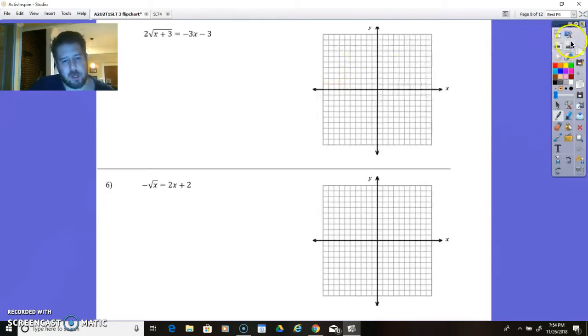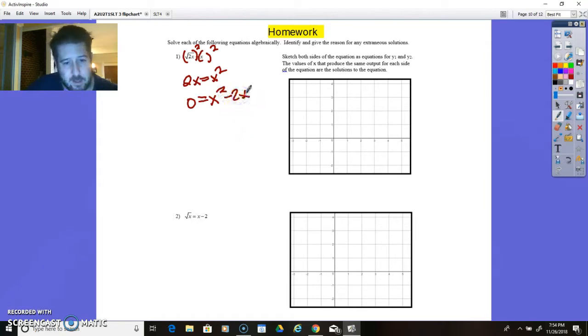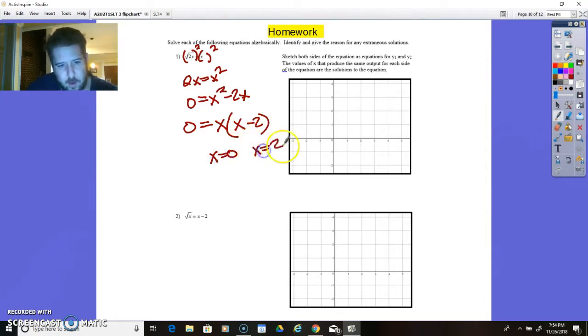All right, so these questions take a long time, so I'm going to have to skip through a lot of this and go straight to the homework. So square both sides. That gives you 2x equals x squared. Subtract 2x from both sides. Set it equal to 0. This is going to be a nice, easy question because this is factorable. So factor out x: x times x minus 2. Set each one equal to 0 and solve. And there you are. You're going to get 0 and 2 as your two solutions.